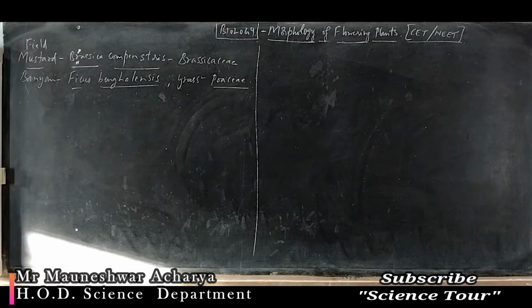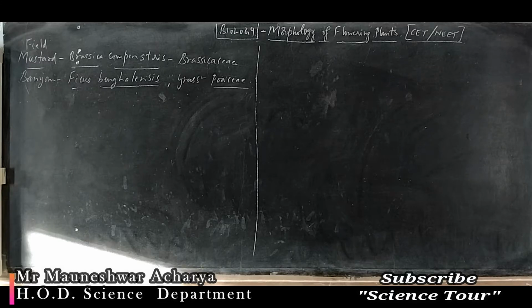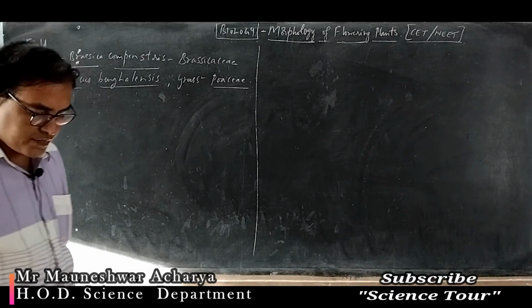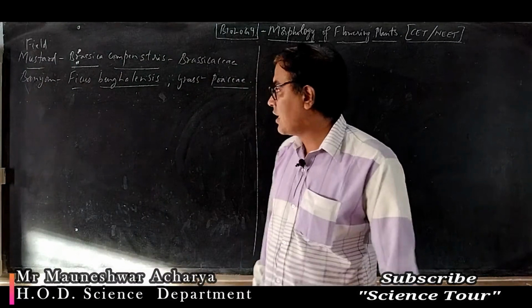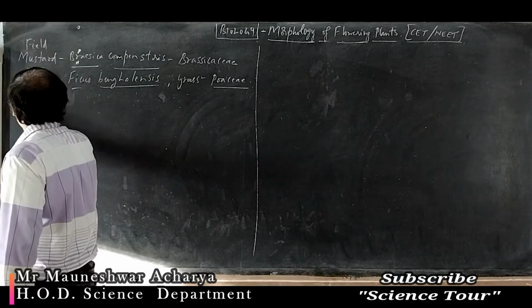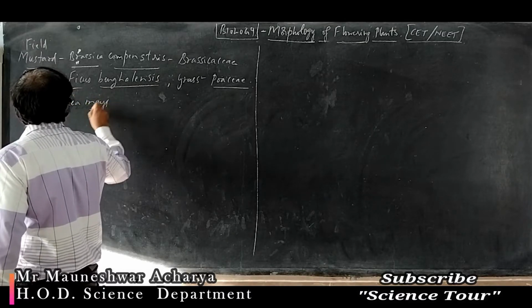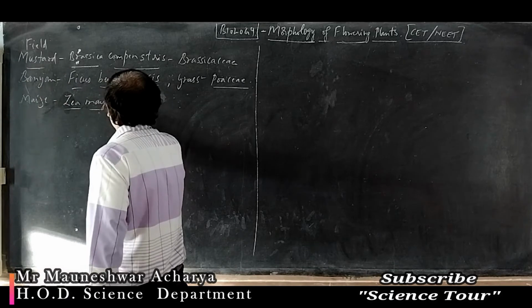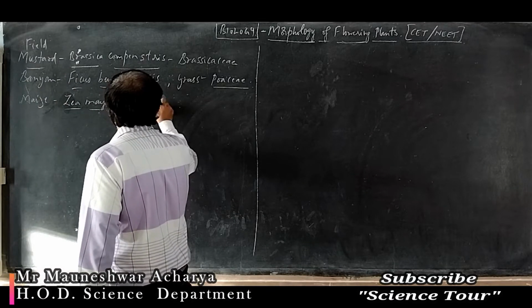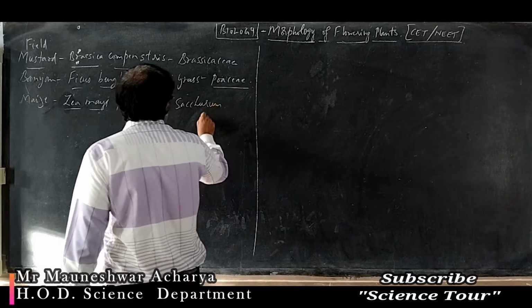These are aerial root modifications, correct? Prop root. You can see the hanging structures from the banyan tree, which give mechanical support to it. Then you have seen stilt root in case of maize and sugarcane. The scientific name of maize is Zea mays. Then sugarcane, it is Saccharum officinarum.